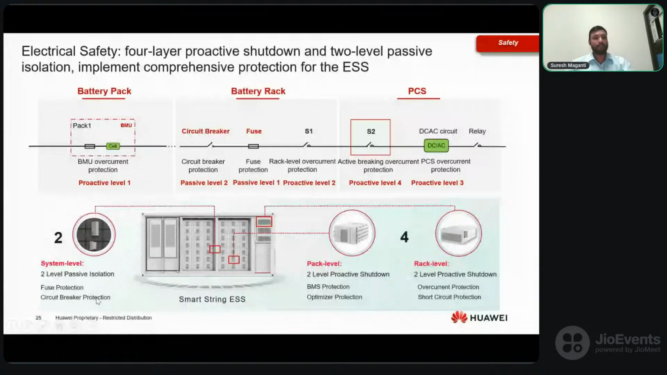After the pack level, it comes to the rack. Different packs are put together to make a rack. Then comes the rack level protection. Then it comes to the container level. If any faults initiate from the grid side, it will disconnect so that it can protect from those faults, especially during HVRT.